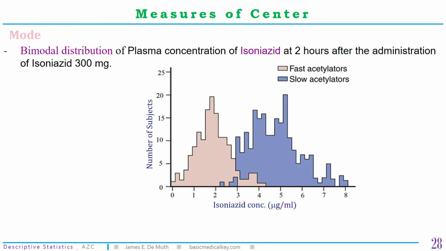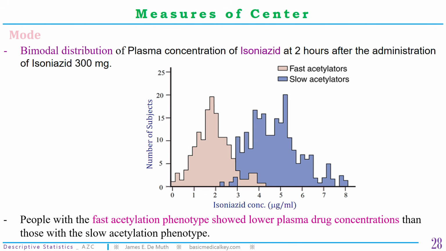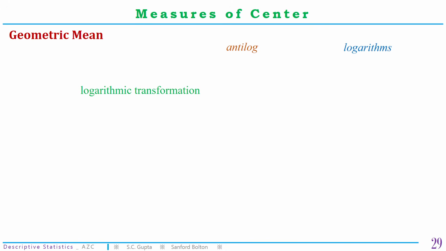Bimodal distribution of plasma concentration of isoniazid at 2 hours after the administration of isoniazid 300 milligrams. People with the fast acetylation phenotype showed lower plasma drug concentrations than those with the slow acetylation phenotype.